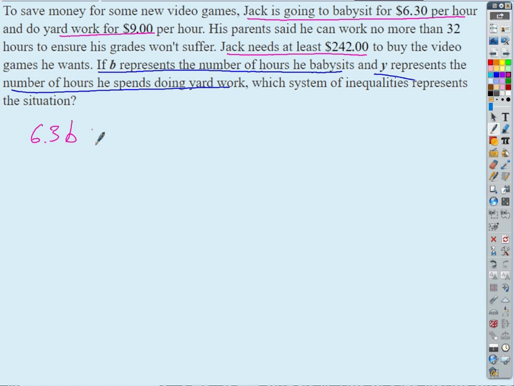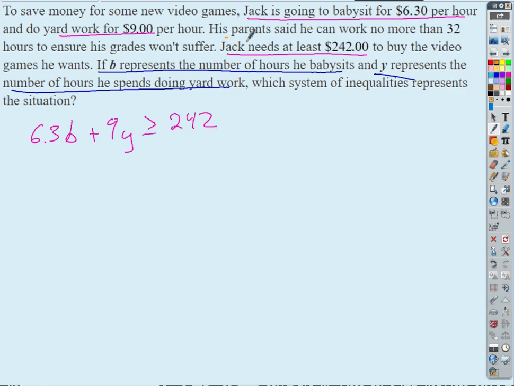9Y. Okay, but what about this: he needs at least $242. Would 240 be enough? No, it won't. 242 would be fine. Would 245 be fine? Yeah. So what am I going to say then? Greater than or equal to 242.